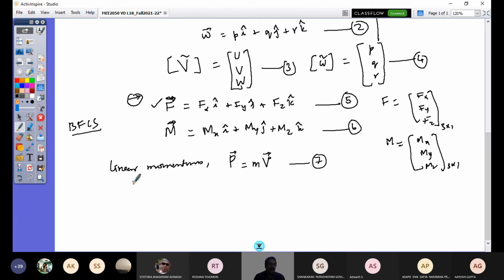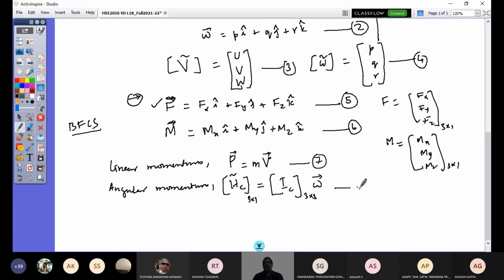And similarly, what is my moment vector? I'll get it from angular momentum. Angular momentum is generally represented by HC. Again, I represent it by a column vector, so I put this notation. This is again going to be 3 by 1, so I'll have 3 elements like that. That's going to be given by IC, which is 3 by 3, into omega. So this is my eighth equation.